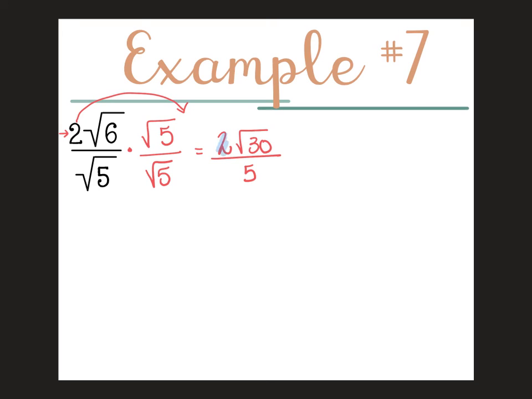I can't simplify 2/5, so now I'm going to check my square root of 30. Can I divide square root of 30 by any of my perfect squares? And the answer is no.